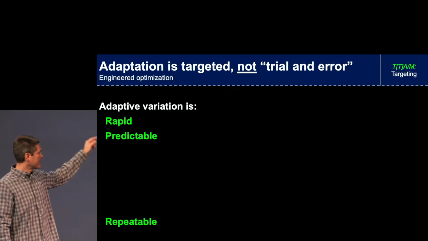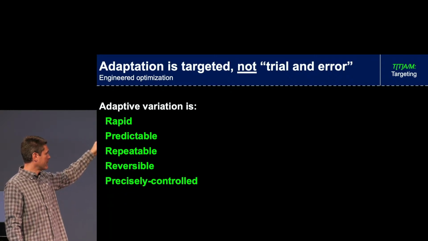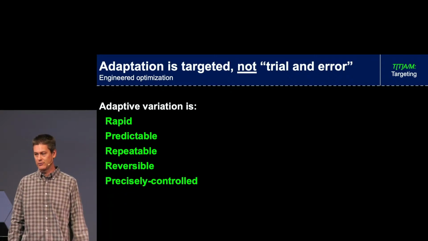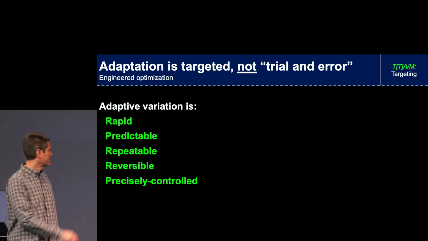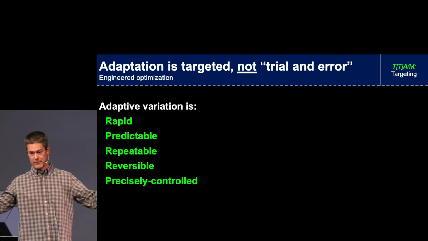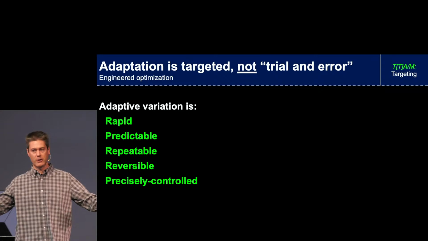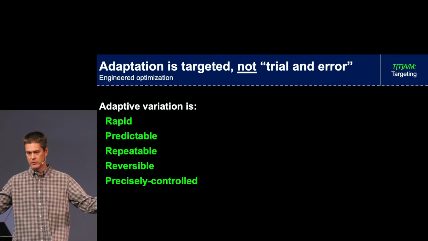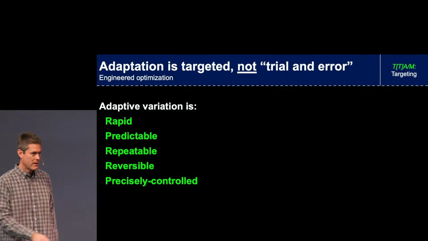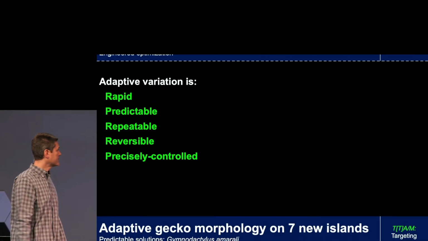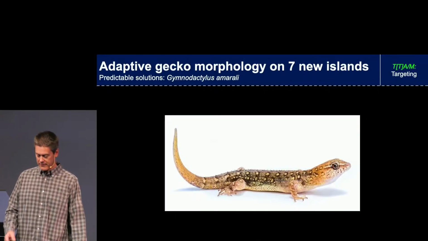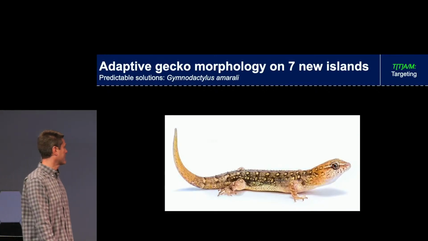So adaptive variation is rapid, predictable, repeatable, reversible, and precisely controlled. What do I mean by that? Well, let's give some examples. All of these examples I'm about to give are rapid. They happen very quickly. It's sometimes as little as one generation. We're talking like a couple of years. And it's pretty dramatic, the changes. But let's talk about the predictability of adaptation. So let me give you just a couple of examples of that.